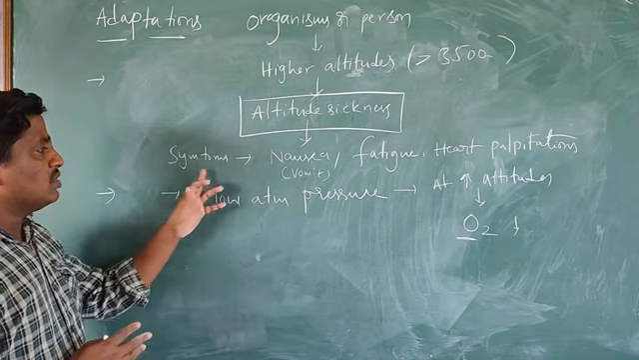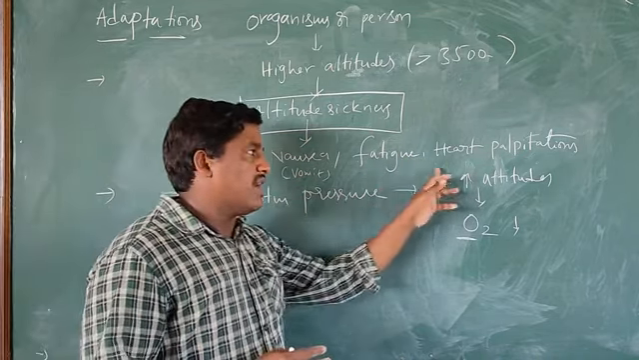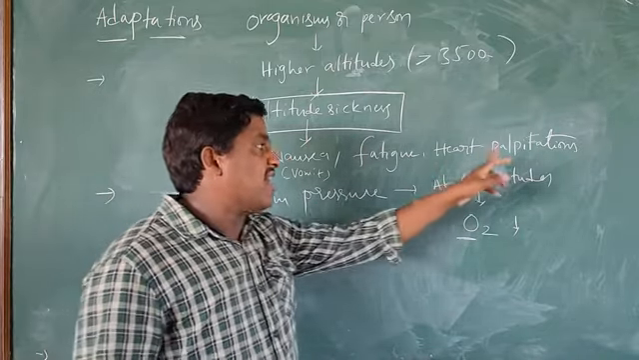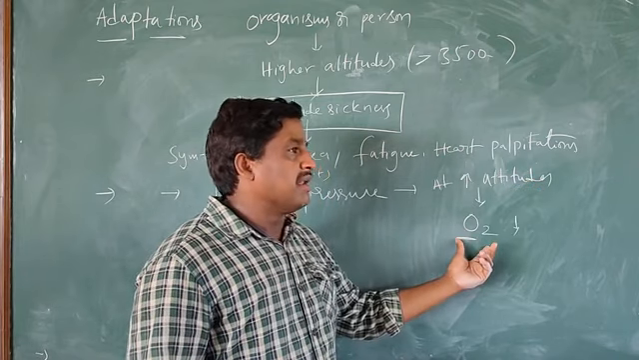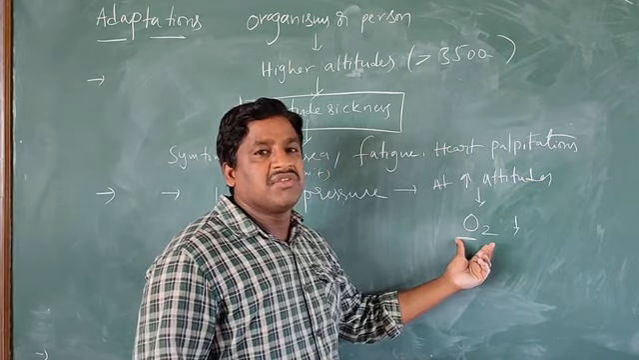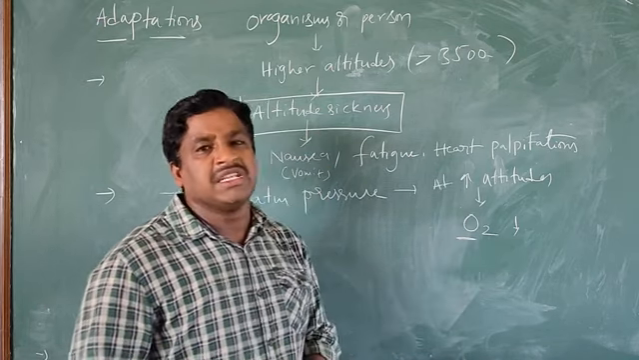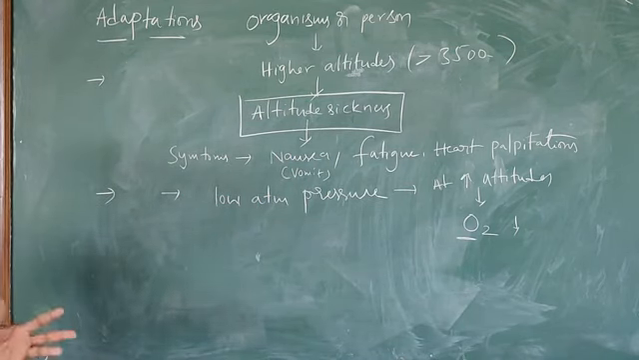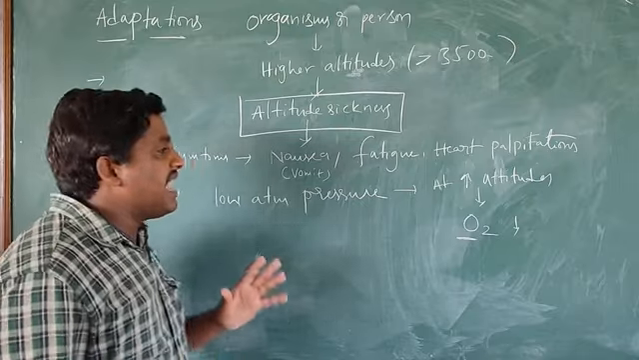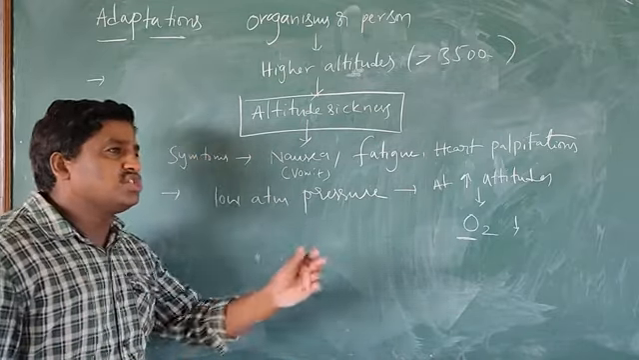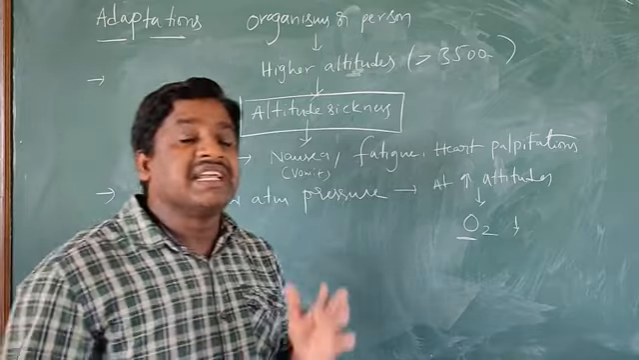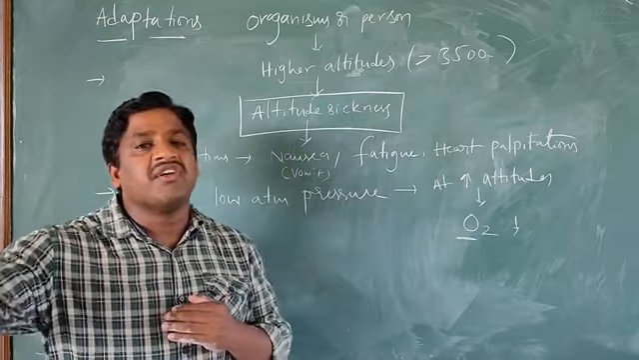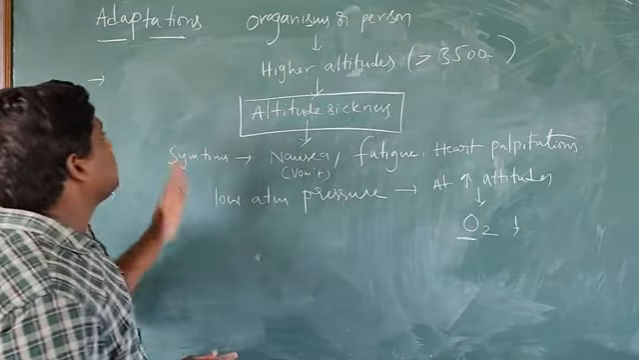Once again, see, what are the symptoms? Nausea and fatigue and heart palpitations at low atmospheric pressure. At higher altitudes the availability of oxygen is low, so the body does not get enough oxygen. During this situation, the body compensates by decreasing the binding capacity of hemoglobin with oxygen. As a result, the rate of respiration increases. That's it. This is altitude sickness.